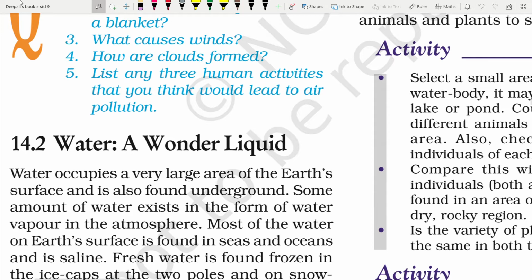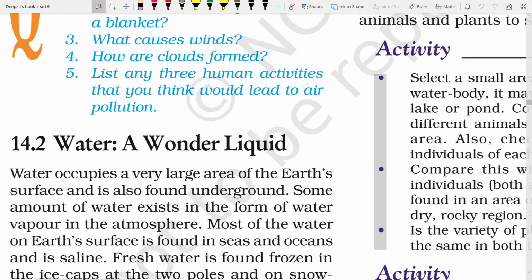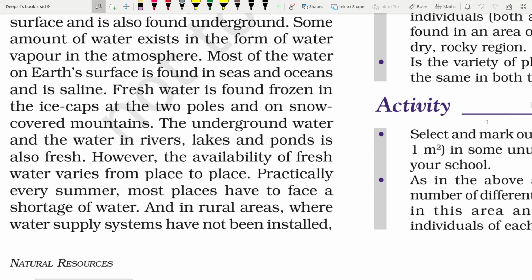Most of the water on the surface of the earth is found in seas and oceans and is saline, meaning salty. Fresh water is found frozen in ice caps at the two poles and on snow-covered mountains. The underground water and the river water, lakes and ponds is also fresh. However, the availability of fresh water varies from place to place.